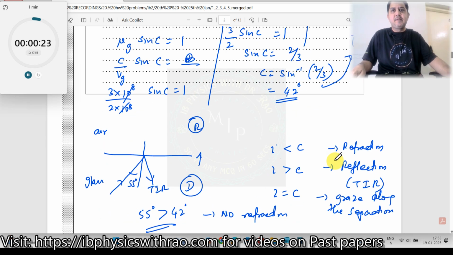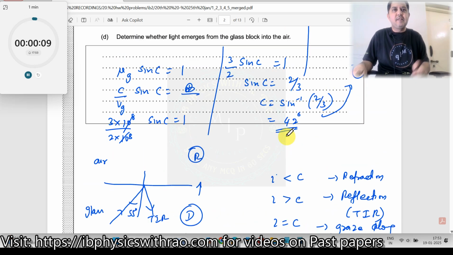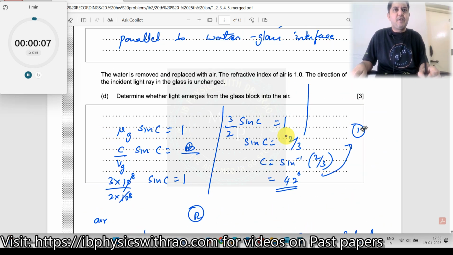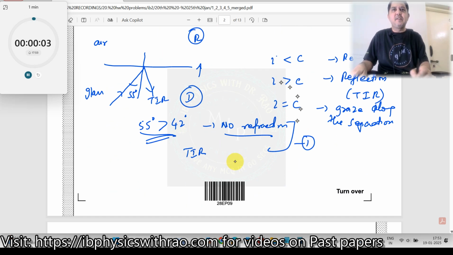And after this, what happens? You are showing that since 55 degrees is greater than 42 degrees, there is no refraction, and you are mentioning that there is a total internal reflection. Okay, this will carry 1 more mark. So finally, just 3 marks have been afforded.